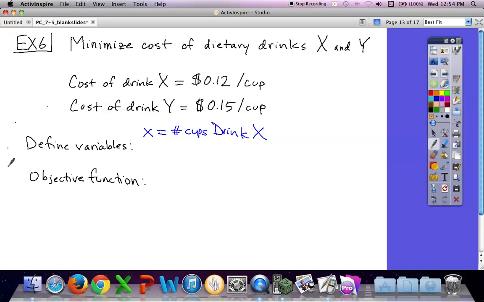Right? And Y can be the number of cups of drink Y. That's what we're trying to decide. How much should we pick so that it minimizes the cost? What will the objective function be? It's cost, it depends on X and Y.